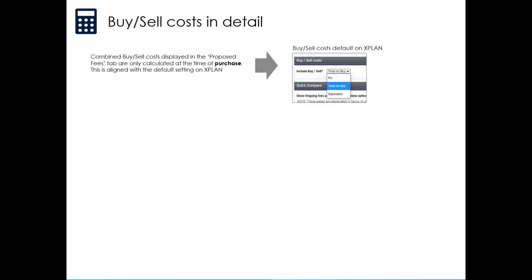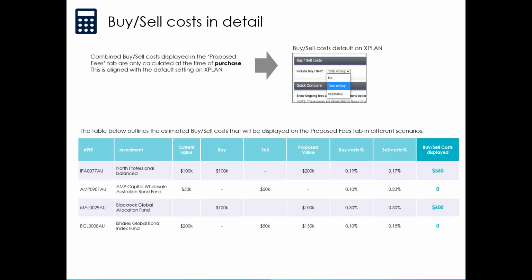So let's talk about the buy-sell costs in detail. As mentioned, the combined buy-sell costs displayed in the proposed fees tab are only calculated at the time of purchase. So this is aligned with the default setting on X-Plan. As demonstrated in the table, buy and sell costs are only displayed where there is a purchase or buy, not when there is a sell.